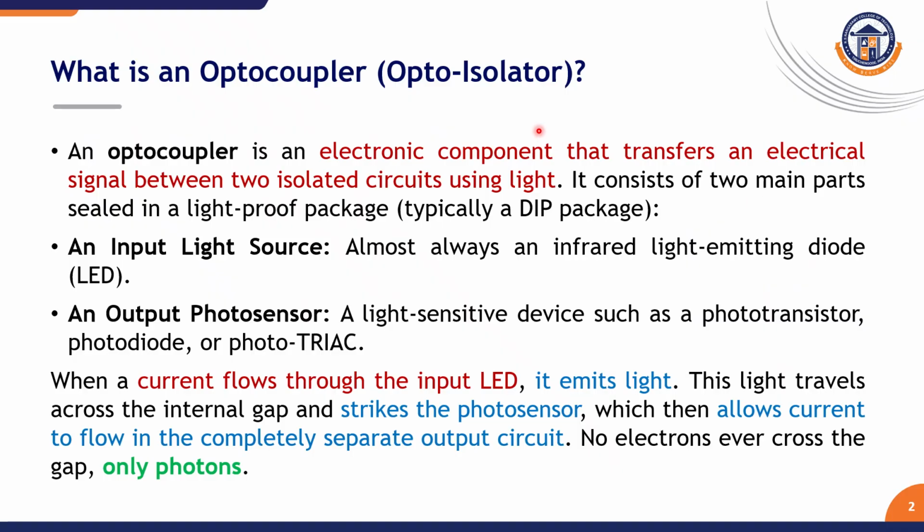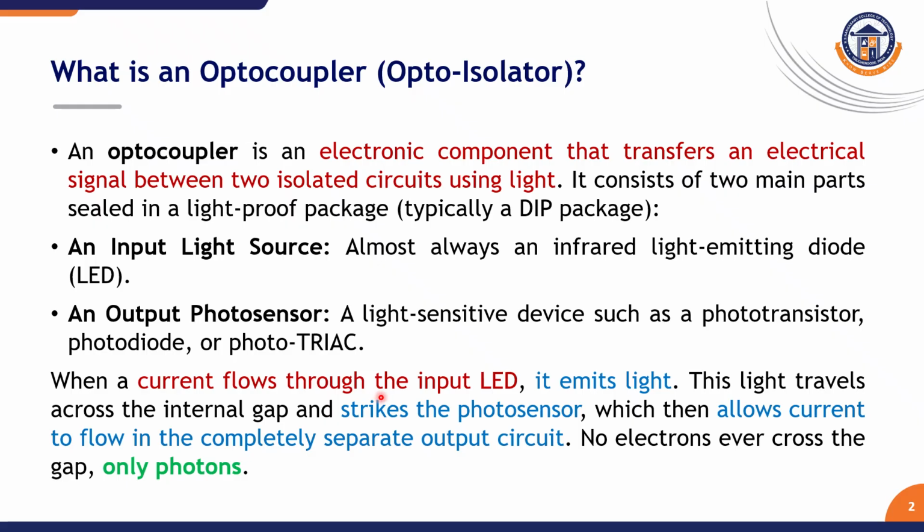So first of all, what is meant by optocoupler or opto-isolator? Optocoupler is an electronic component that transfers an electrical signal between two isolated circuits using light. It consists of two main parts: one is the input light source and the second one is the output photosensor. The input light source will be an infrared LED, and the output photosensor will be a phototransistor, photodiode or phototriac.